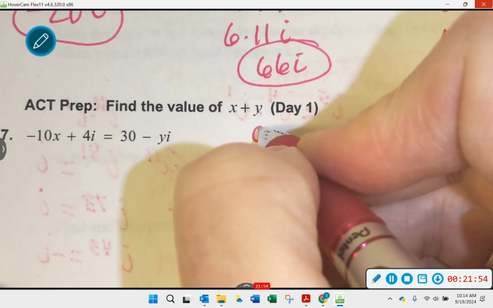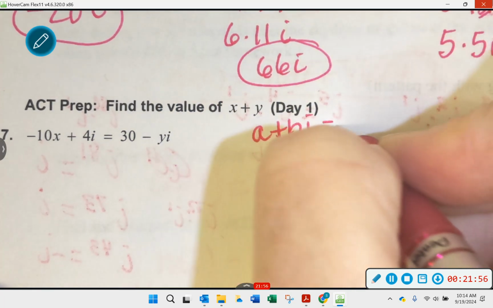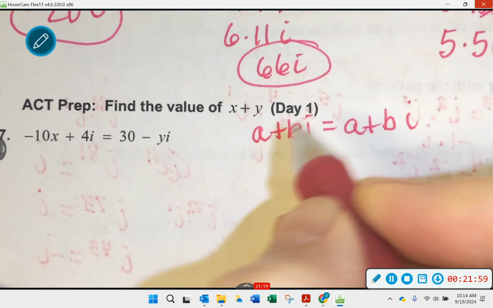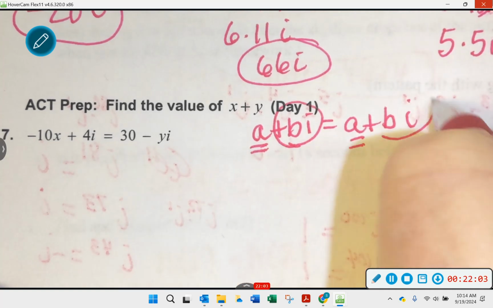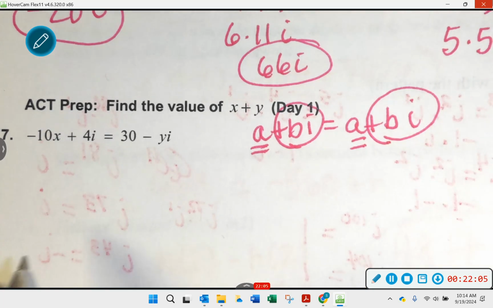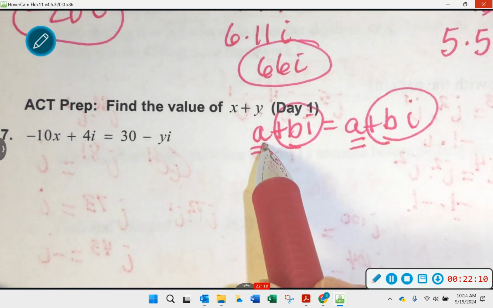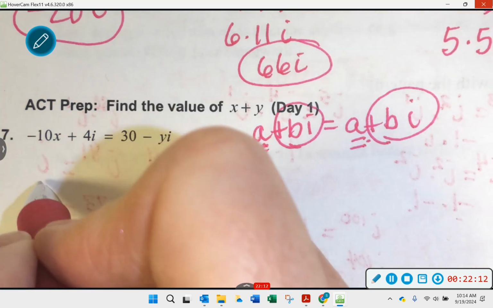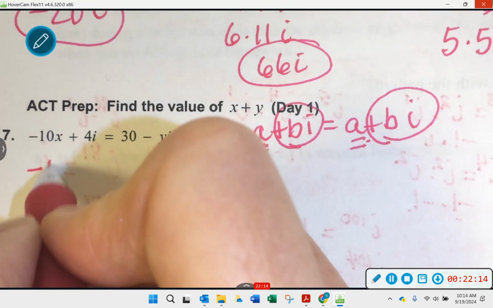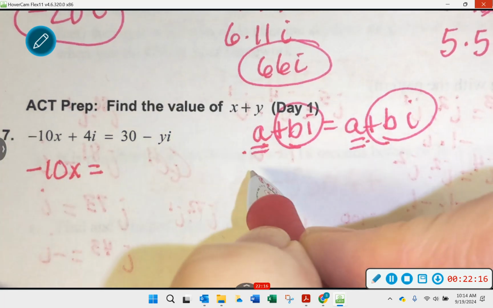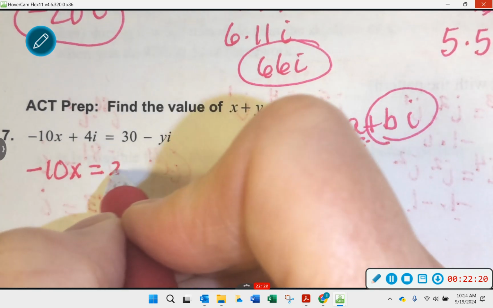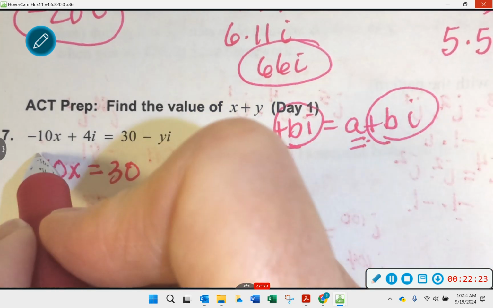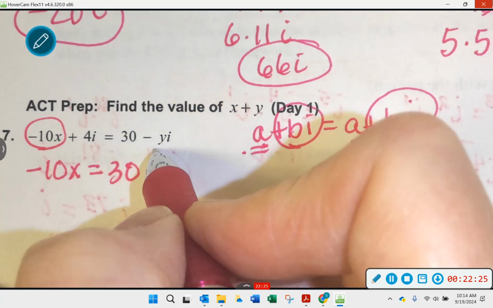See, here's what we have to do. We have a plus bi equal to a plus bi. We want this to be equal to this, and we want that to be equal to that. So there's a little bit of a faster way of doing that. What do you think we should do if we want these parts to be the same? What's my equation then? Negative 10x, what does negative 10x have to equal? What's our real part over on the other side? 30.